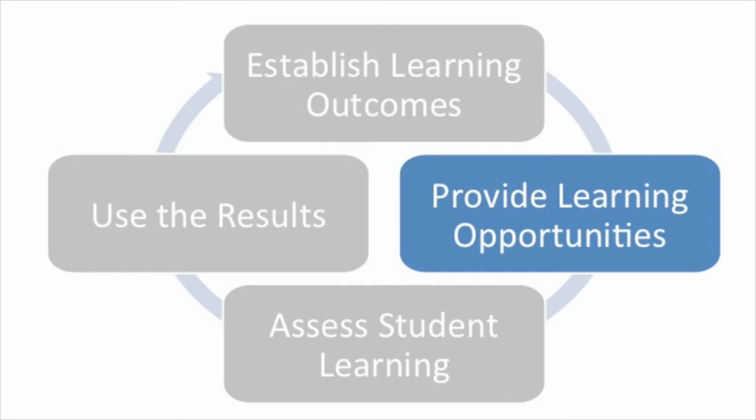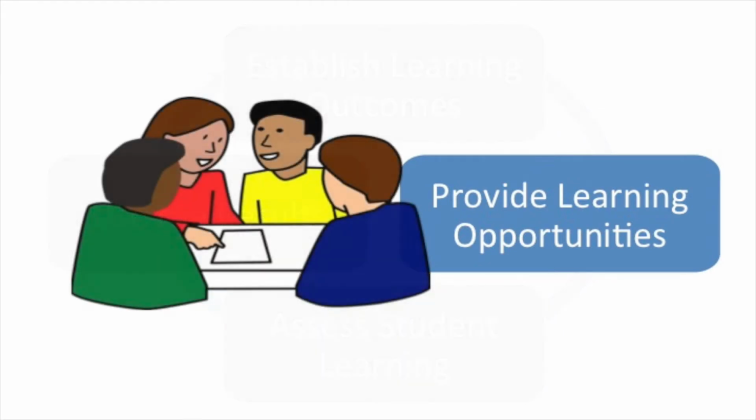Then we provide learning opportunities. Make sure that students actually have the chance to develop and demonstrate those skills. One thing we'll be doing is called curriculum mapping, and it's interesting to see how sometimes, even though we might really care about learning outcome X, we might not be spending quite as much time on it as we think we are in our classes. So make sure you provide the learning opportunities.